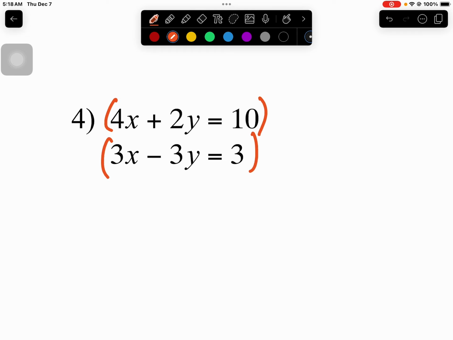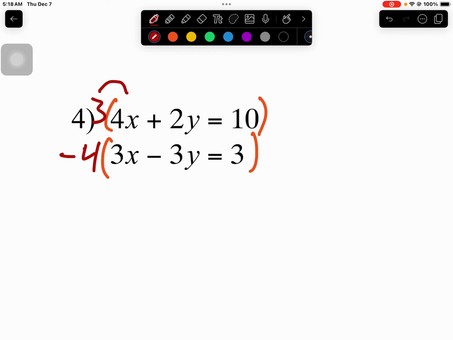The first equation has a 4x, so I'm going to multiply the bottom equation by a 4. The second equation has a 3x, so I'm going to multiply the top by a 3. But since they're both positive, I need to make one negative. So it doesn't matter, but you just pick. I'm going to make the bottom one negative. Okay?